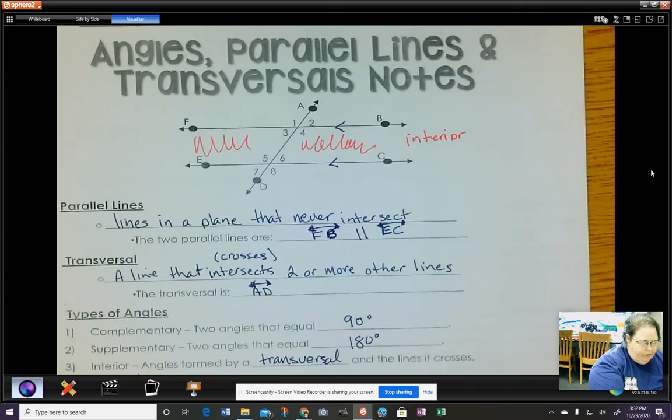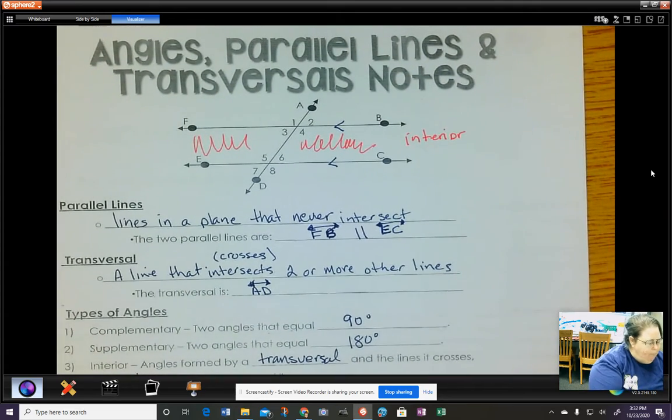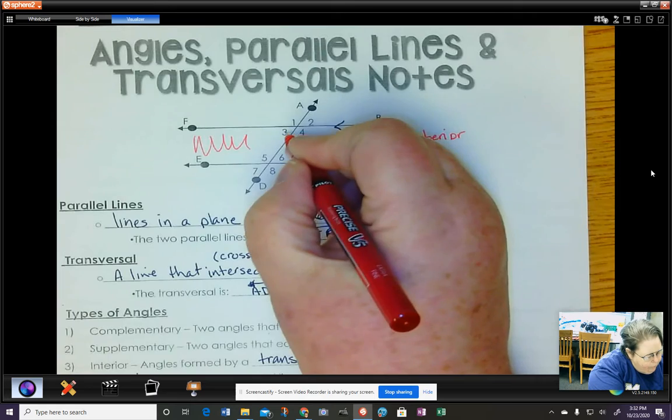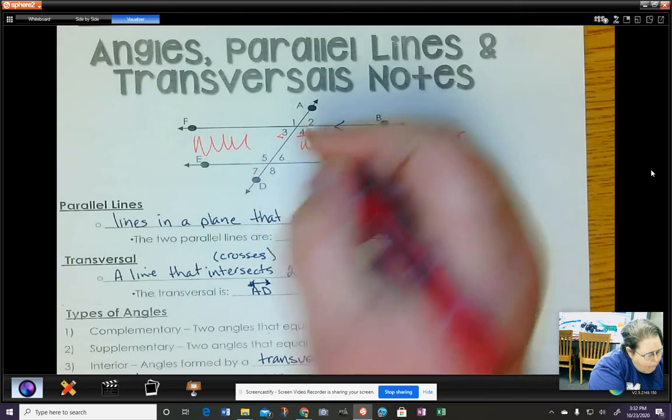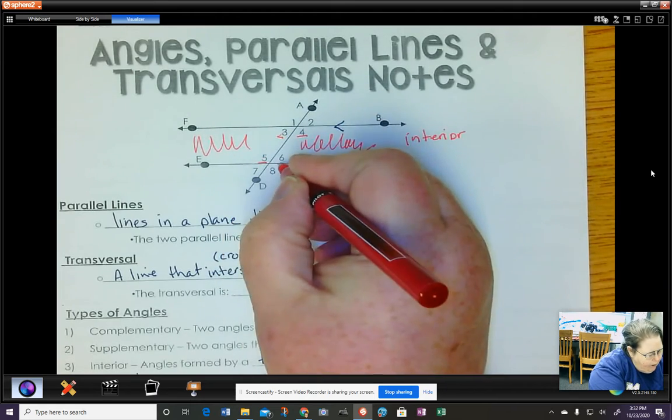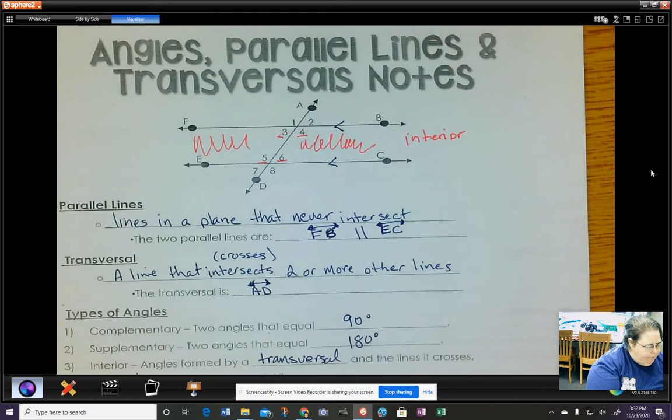Okay, so interior angles are formed by the transversal and the line it crosses inside the parallel lines. So let's look at these. I'm going to use my red pen. 3, 4, 5, and 6 are interior angles.